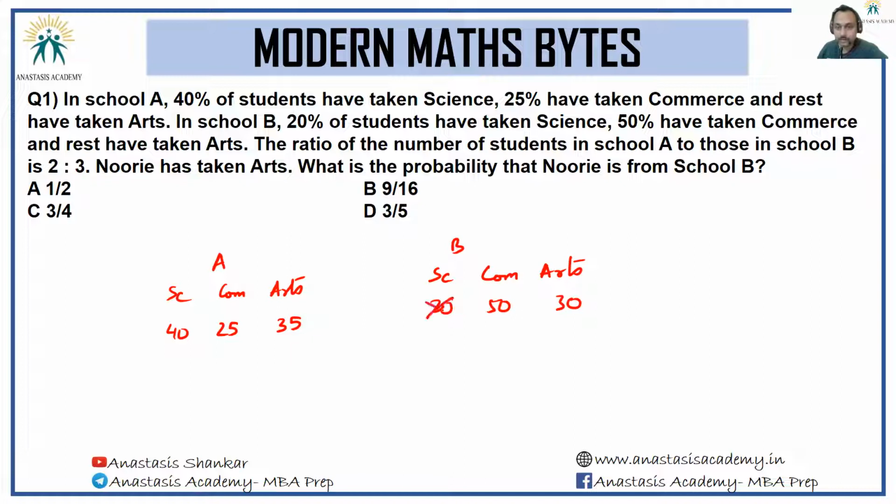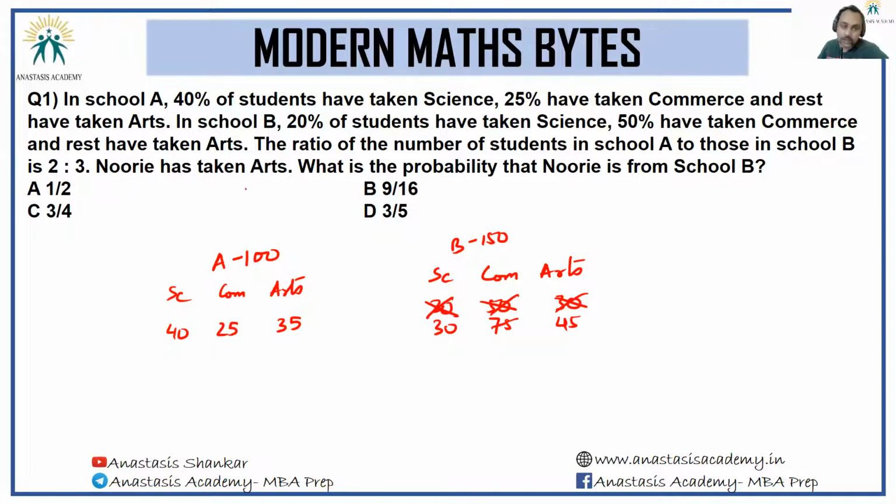Okay. So 30, 75, and 45. I'm working with the assumption that A has 100 students and B has 150 students. That is how I'm operating.